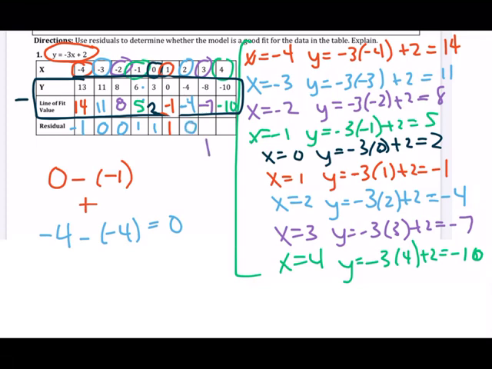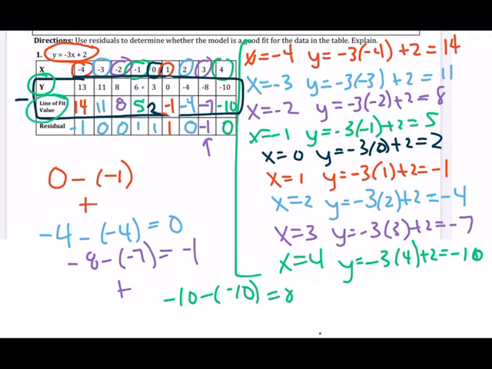In the next column, I'm going to have -8 minus -7, which is going to give me -1 because that becomes addition. In the last column, -10 minus -10 is going to give me 0. So I'm going to erase this to give myself a little bit more space down here. But check over, make sure you understand those residuals are coming from the given y in the data set minus the line of fit y.